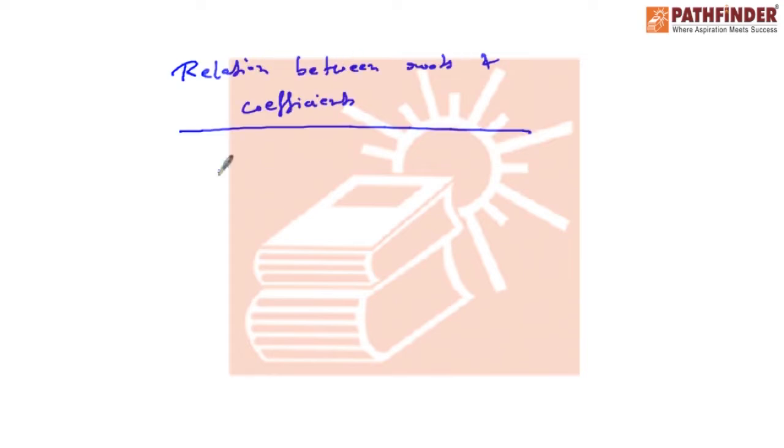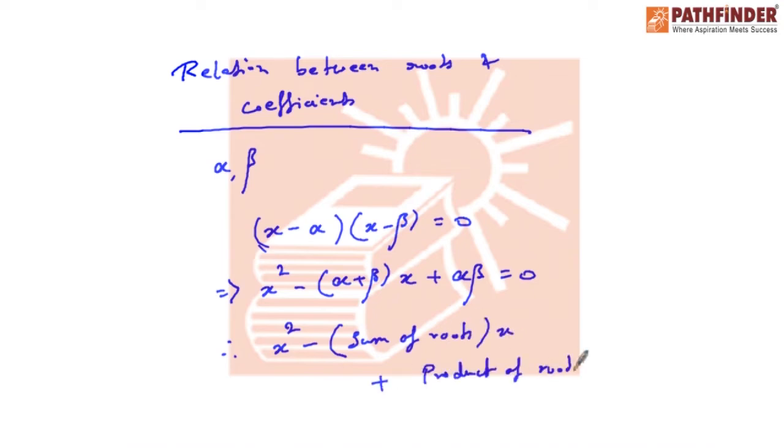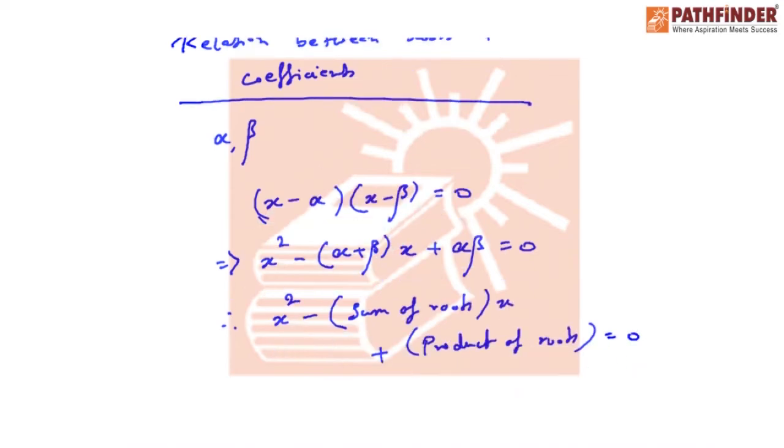Now, obviously, if alpha and beta are the roots of some quadratic, then the equation will be given by (x minus alpha) multiplied by (x minus beta), which is equal to 0, which is nothing but x square minus (alpha plus beta) into x plus alpha beta equal to 0. And hence we can say any quadratic equation can be written as x square minus sum of its roots into x plus product of roots equal to 0, which is a very important deduction.